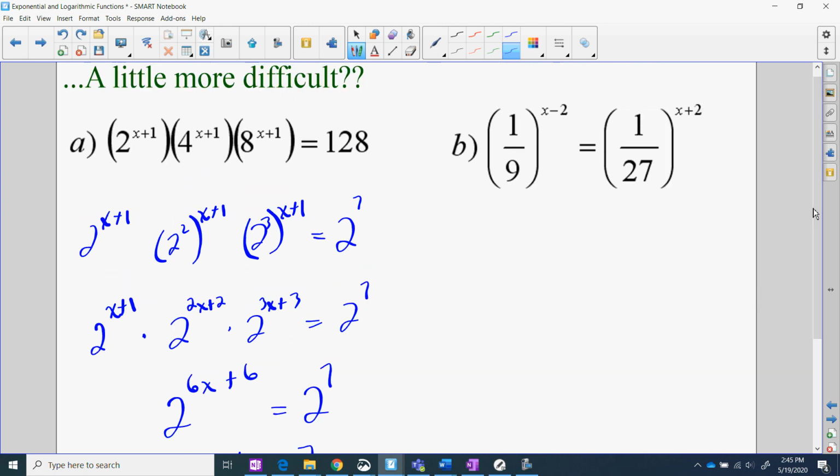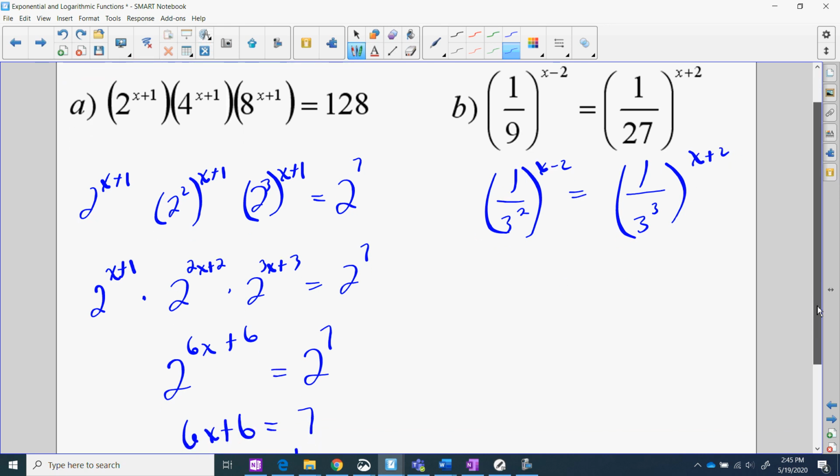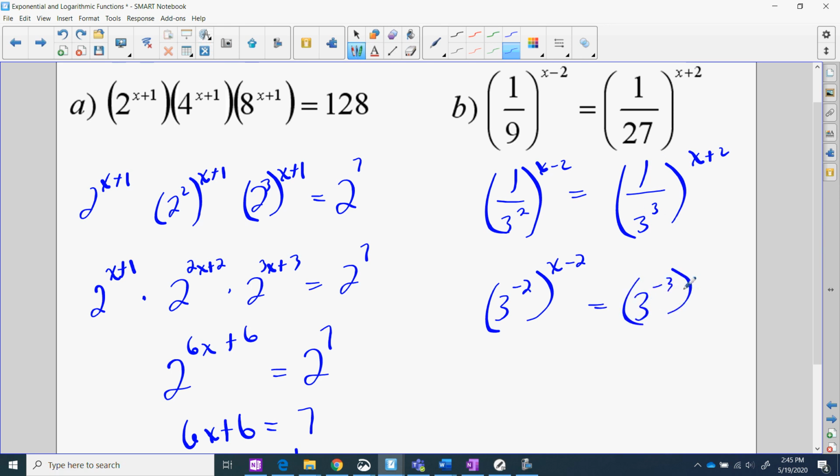1/9, 1/27. A couple ways to do this. I think I'll change the 9 to 3 squared to the x subtract 2. I'll change 27 to 3 cubed to the x plus 2. Then, as I said, there's other ways to go about this. I'm going to take my 1 over 3 squared and change it to 3 to the negative 2, to the exponent x minus 2. Change my 1 over 3 cubed to 3 to the negative 3, to the x plus 2.